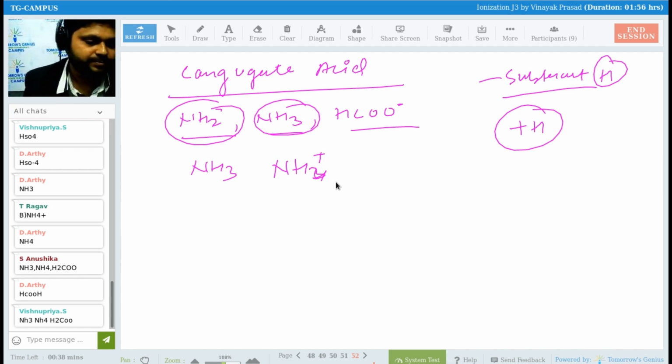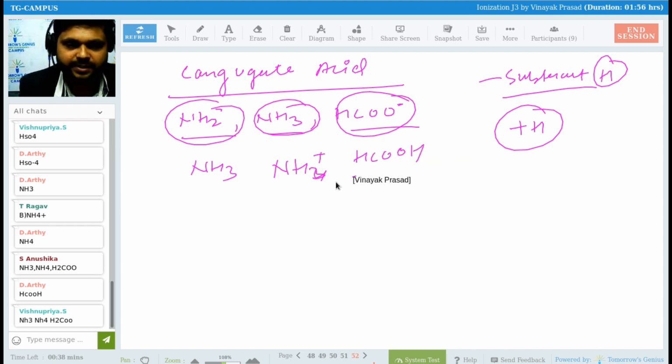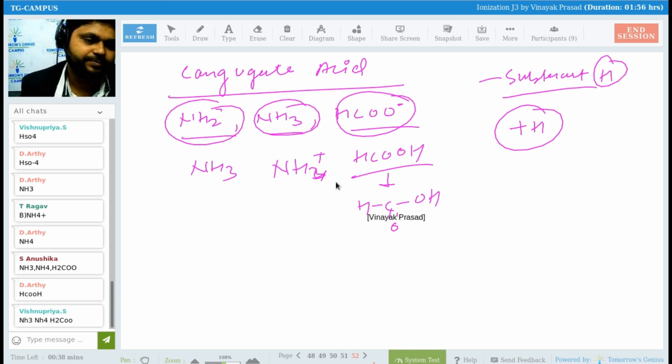What do you say? Yes. And for this we will get HCOOH, right? Is it okay? So see how it will be forming. C double bond O, a single bond to OH, and H will be here. Is it okay? Any problem to anyone till here? No?